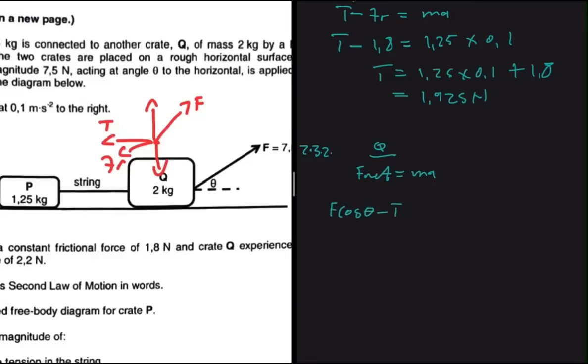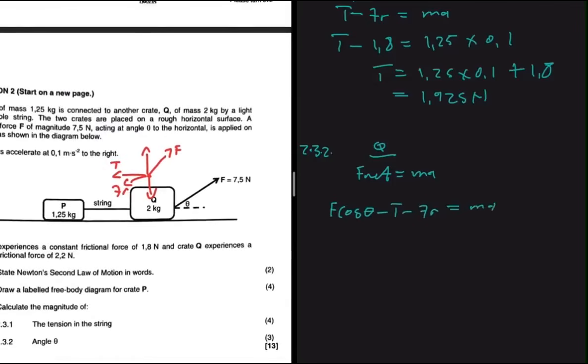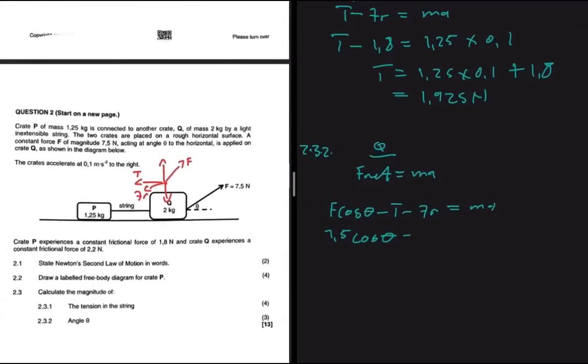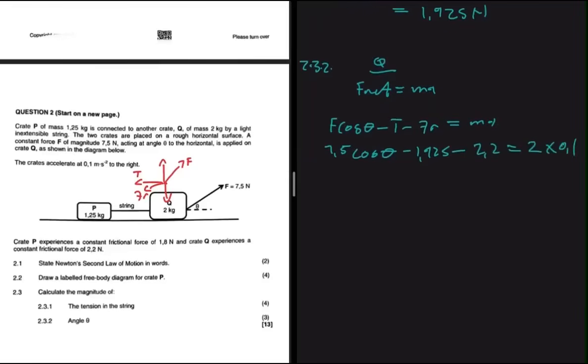So minus tension minus friction shall be equals to MA. So what is F? We know fully well that F is 7.5 cos of theta. What is the tension? The tension, we calculated it in 2.3.1, right? So here we're going to have 1.925, and then the frictional force is given to us as 2.2. And this will be equals to the mass of 2 kgs multiplied by the acceleration, which is 0.1. So 7.5 cos of theta will be equals to 2 multiplied by 0.1 plus 1.925 plus 2.2, right?